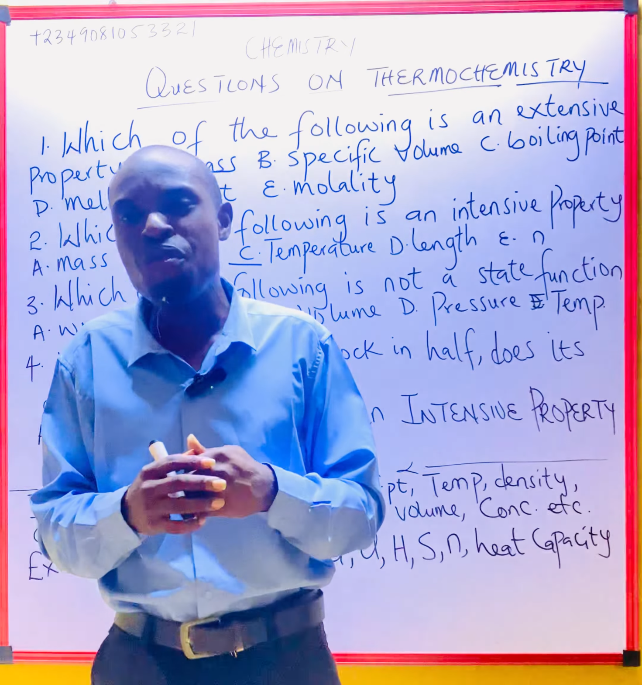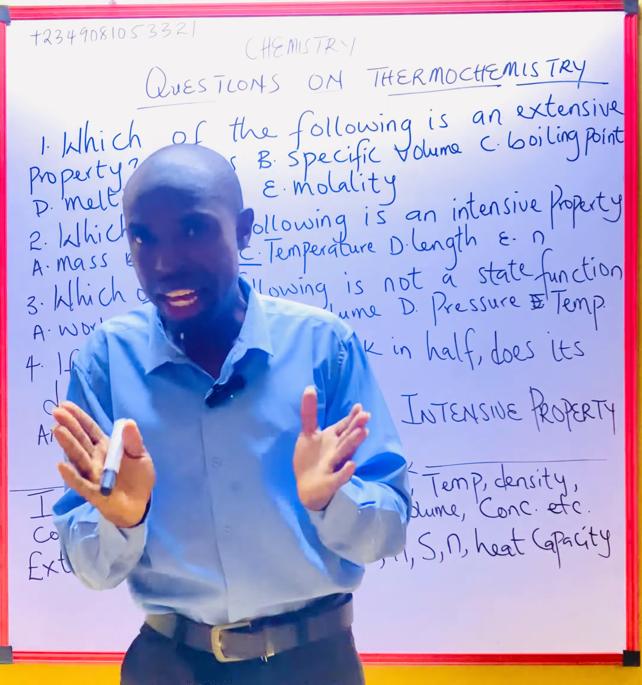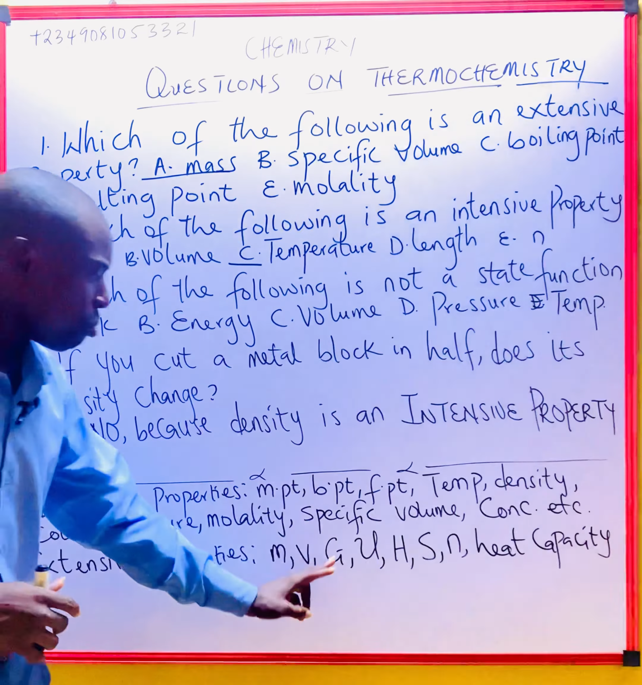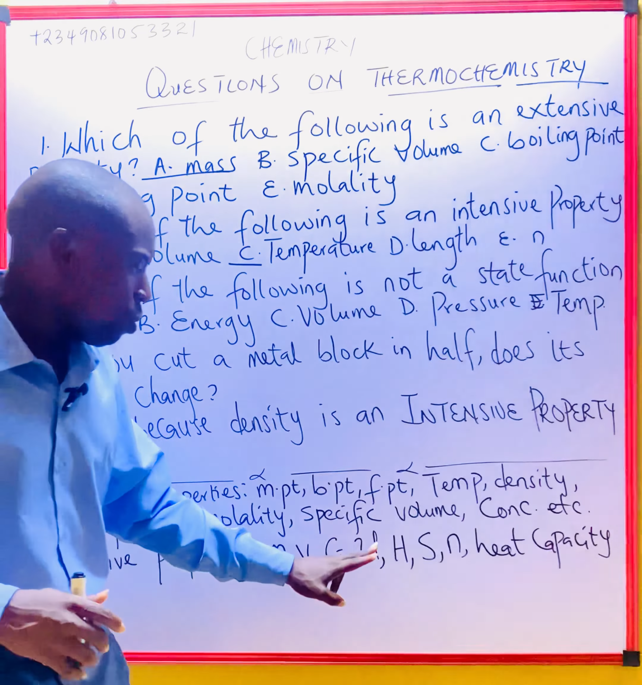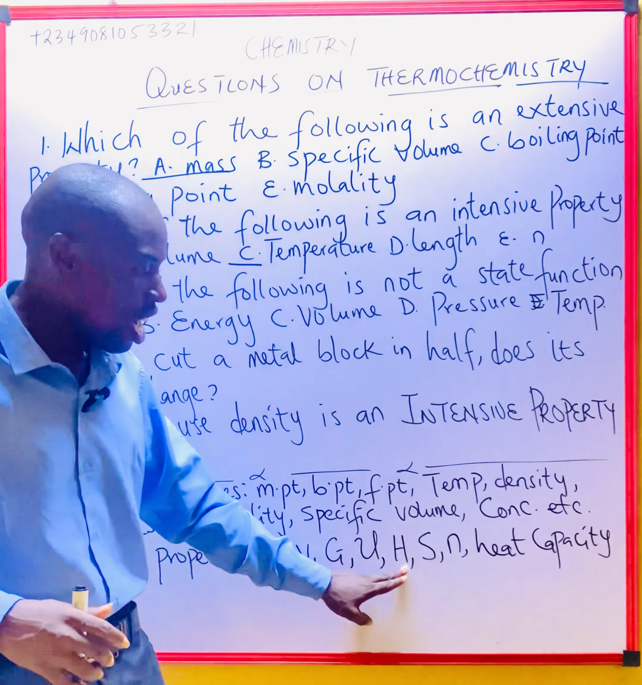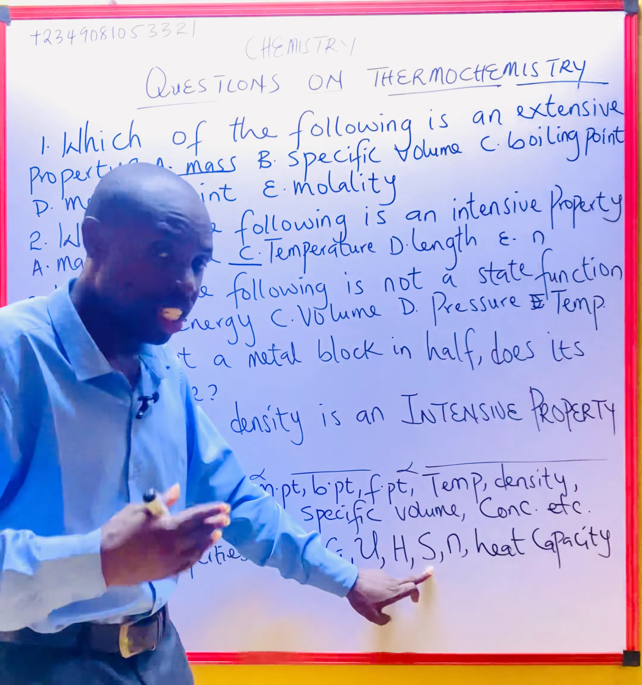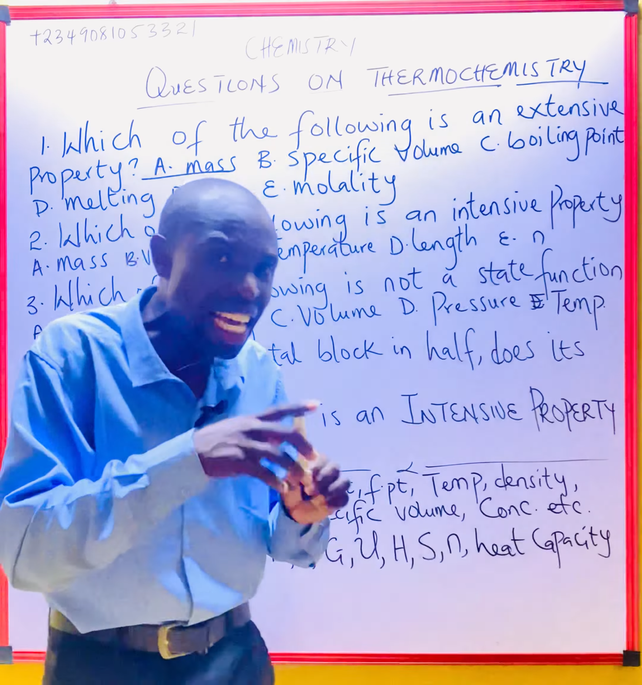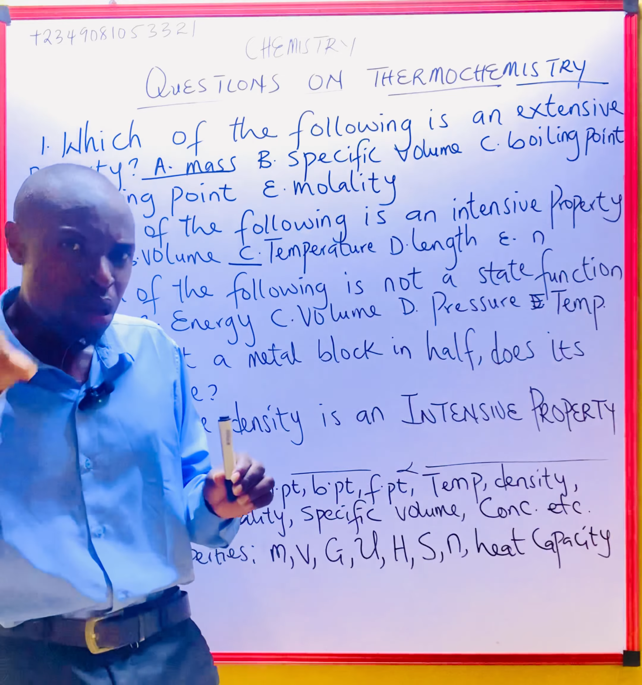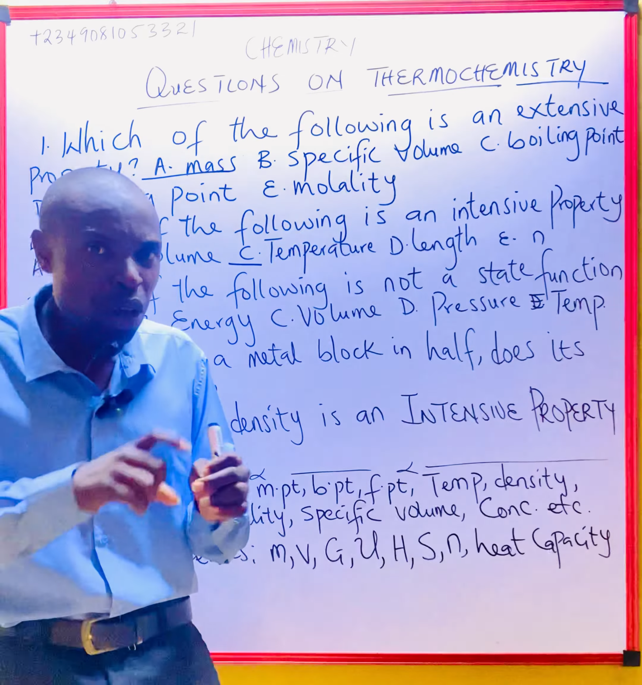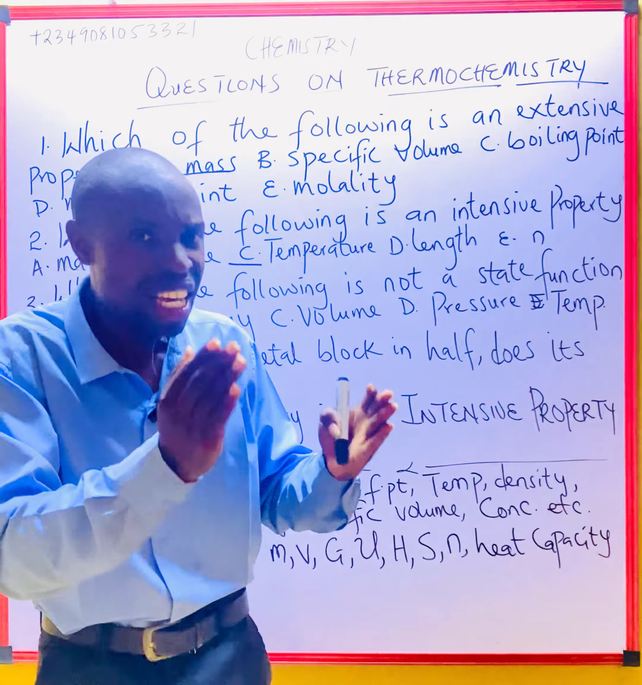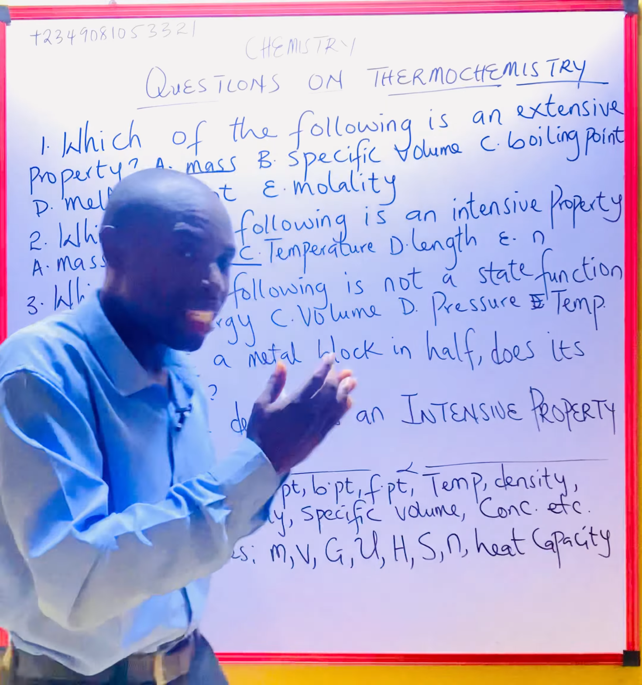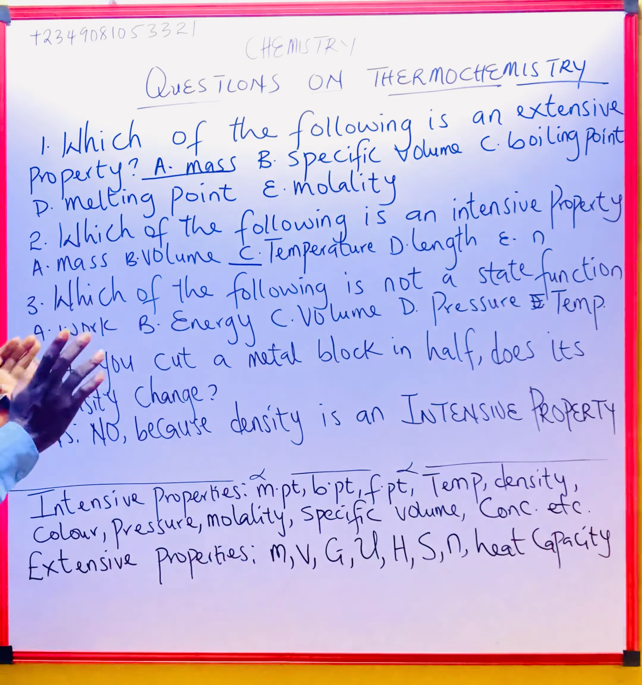Examples of extensive properties, there are very many. We have mass, volume, Gibbs free energy, internal energy, enthalpy (H is enthalpy), S is entropy, n is number of moles. We have heat capacity. Take note, heat capacity is extensive. Volume is extensive. But specific volume, if you hear the word specific, it is related to the intensive properties. Now we can do these questions with ease.